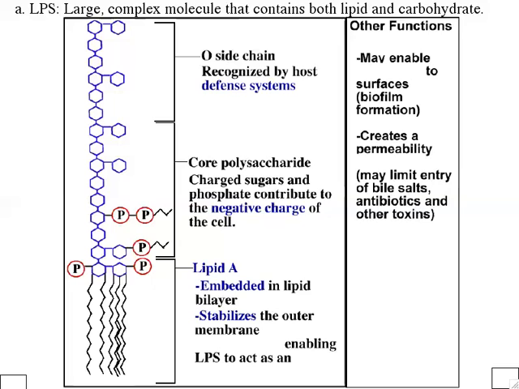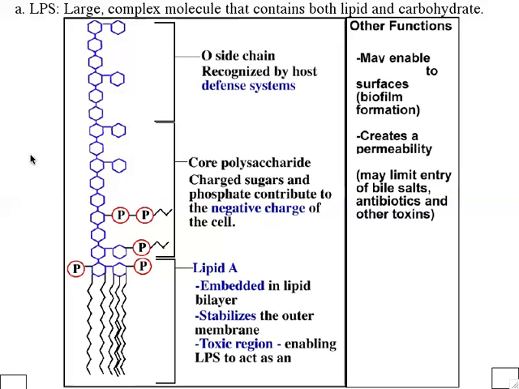So looking at that lipid, we know that sticks it down into the membrane, stabilizes it, but it also is toxic. So together with the O side chain, not only does LPS trigger your body to say foreign invader, but the lipid A also creates an endotoxic response. It's an enterotoxin. So a lot of toxicity from just this molecule.